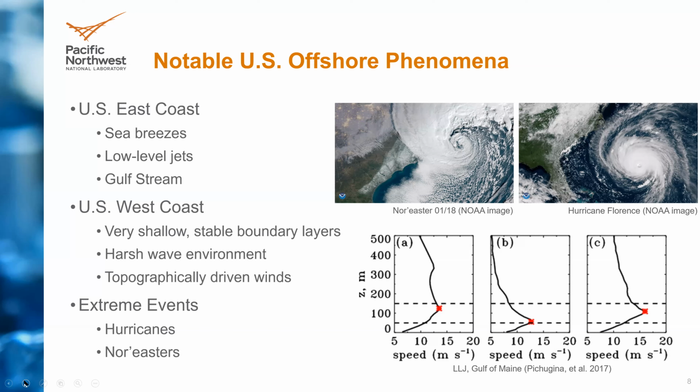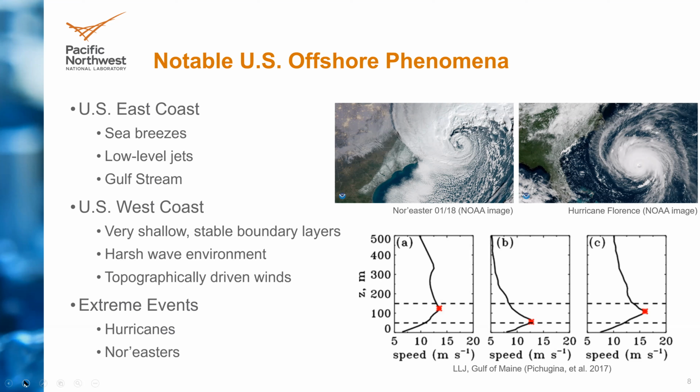And also you have the California Bight, which creates circulations or eddies around that particular region, which can be dangerous for wind turbine operation. And some of the other more extreme events, which are pretty well known, occur on the East Coast: the hurricanes and the nor'easters, which can be devastating for wind turbines if not properly planned.